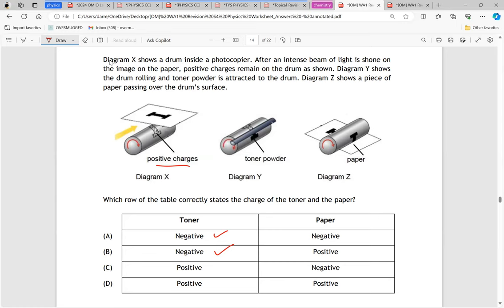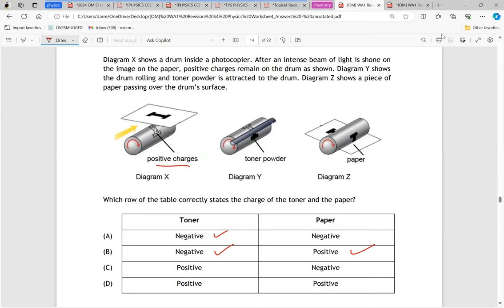So what charge is your toner again? Negative, right? So if I want it to stick onto the paper, once again, unlike charges attract, what's the charge of my paper? That's it. So this is just unlike charges attract. Very complex if you think too hard. Very easy if you just take the easy way out. Okay? So this is what I mean by thinking guidelines.